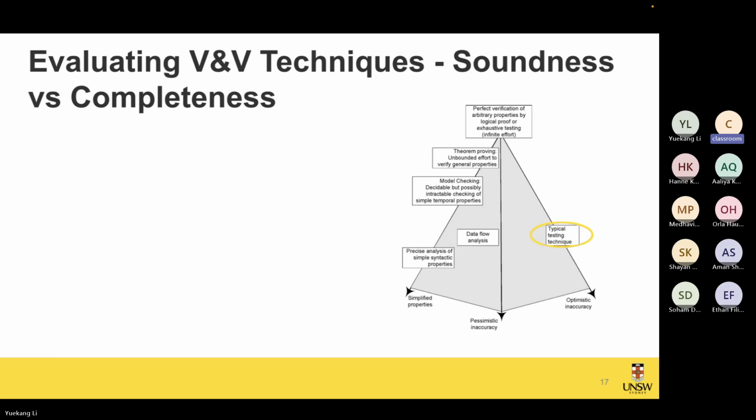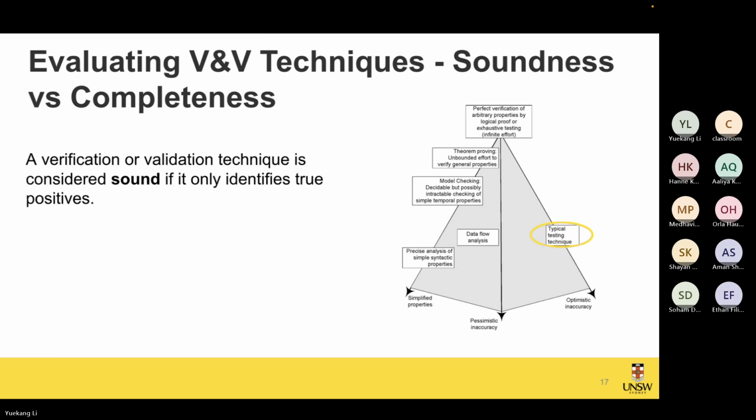And talking about inaccuracies, there are actually two relevant technical terms related to this, which are often used in the field of program analysis. These two terms are soundness and completeness. Soundness means if a technique identifies only true positives, then it is sound, which means that whatever is reported by this technique is truly a bug. Whatever is flagged is truly a bug. It has no false positives.